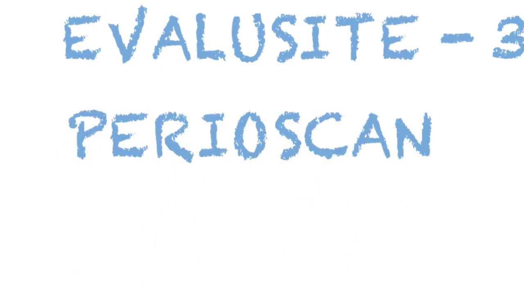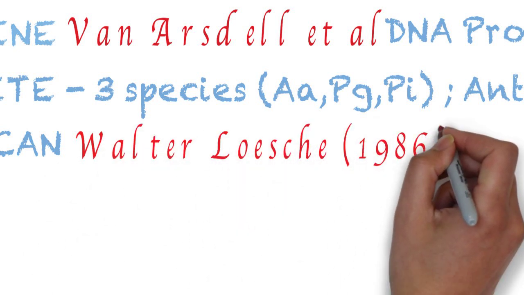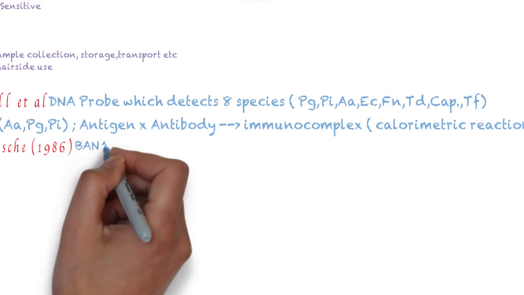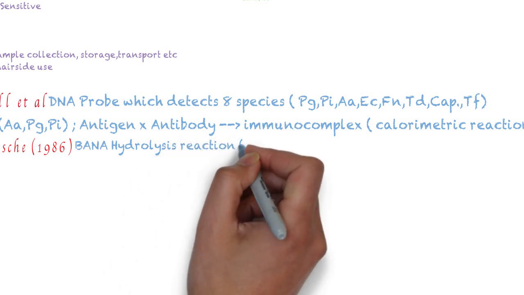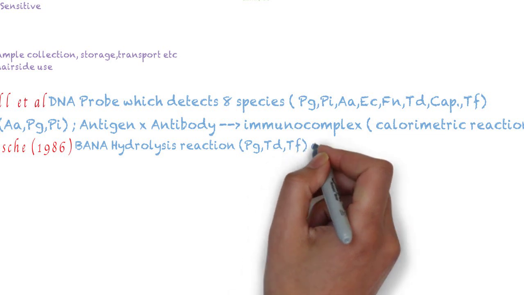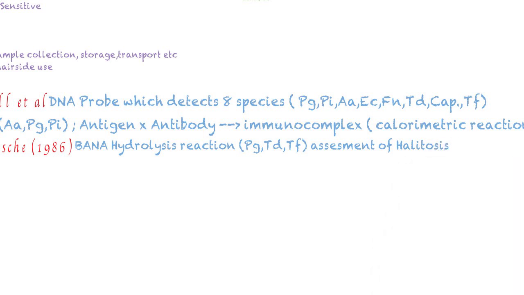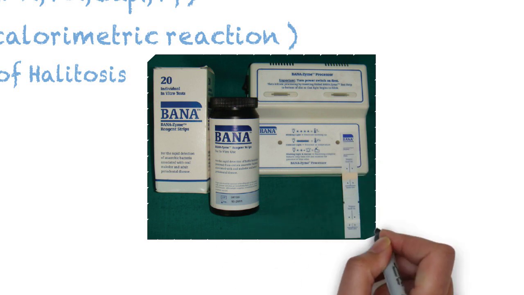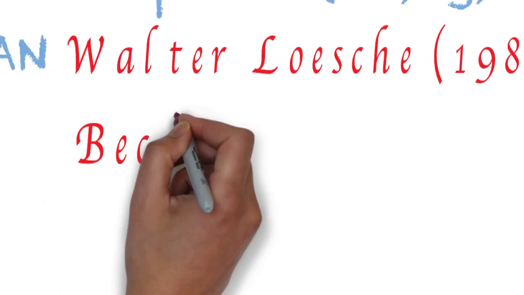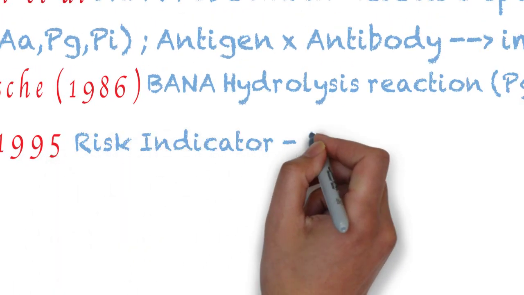It was developed by Walter Loesche and co-workers at Michigan University in the year 1986. The kit utilizes the BANA hydrolysis reaction developed to detect bacterial trypsin-like proteases in the dental plaque. It detects the presence of 3 periodontal pathogens in the subgingival plaque biofilm, namely Treponema denticola, P. gingivalis, and B. forsythus, and is also used for the assessment of halitosis. Beck et al. in the year 1995 used this kit as a risk indicator for periodontal attachment loss.